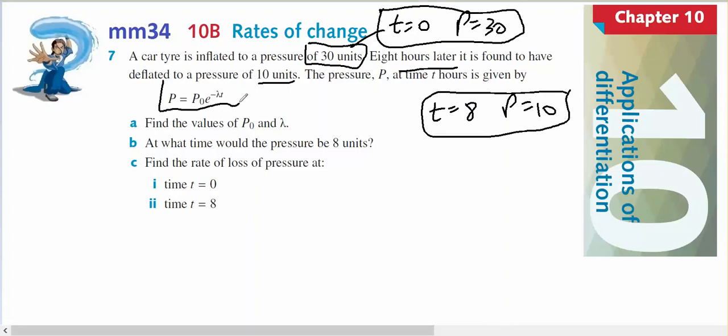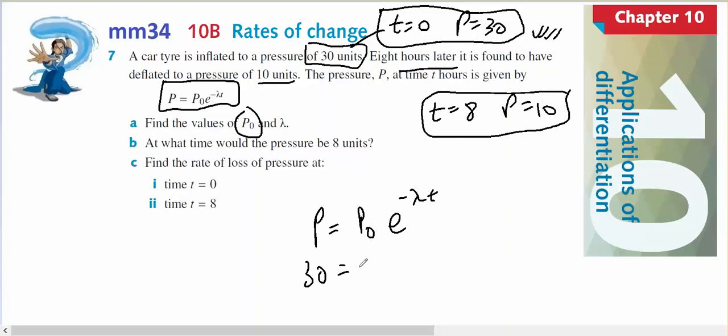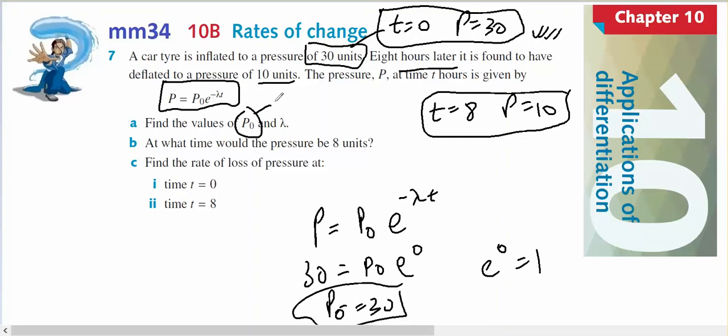I've got a general rule, find P0. Well, I know P0 will be when T is 0. So P equals P0 e to the minus lambda T. And using this piece of information here, 30 equals P0 e to the 0. e to the 0 equals 1. Therefore, P0 equals 30. That's my first piece. And now to find lambda.